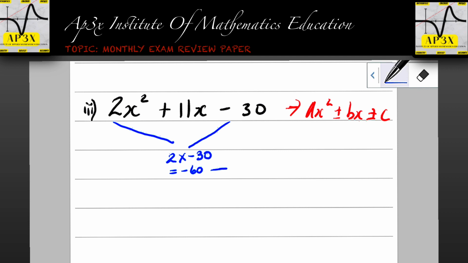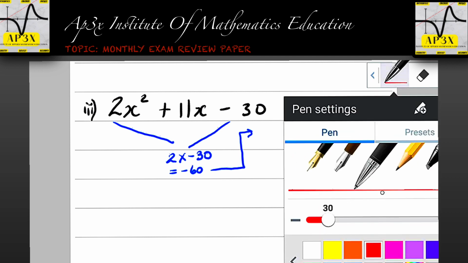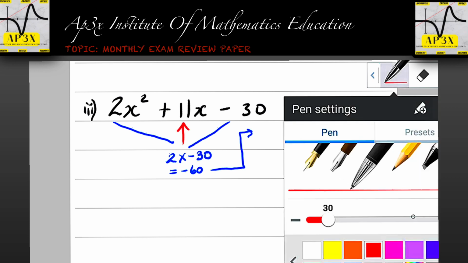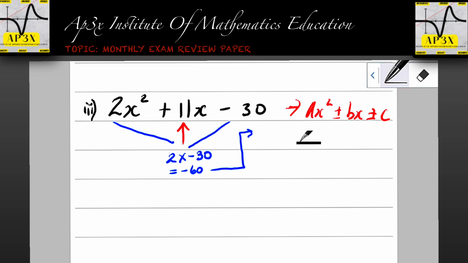And then of course you're looking for pairs of factors that will multiply to produce negative 60, but at the same time will add or subtract to produce the middle term here, which is in fact positive 11. That's our aim. So therefore we're looking at, say, 1 times 60 as a possible pair. 2 times 30 is also a possible pair.